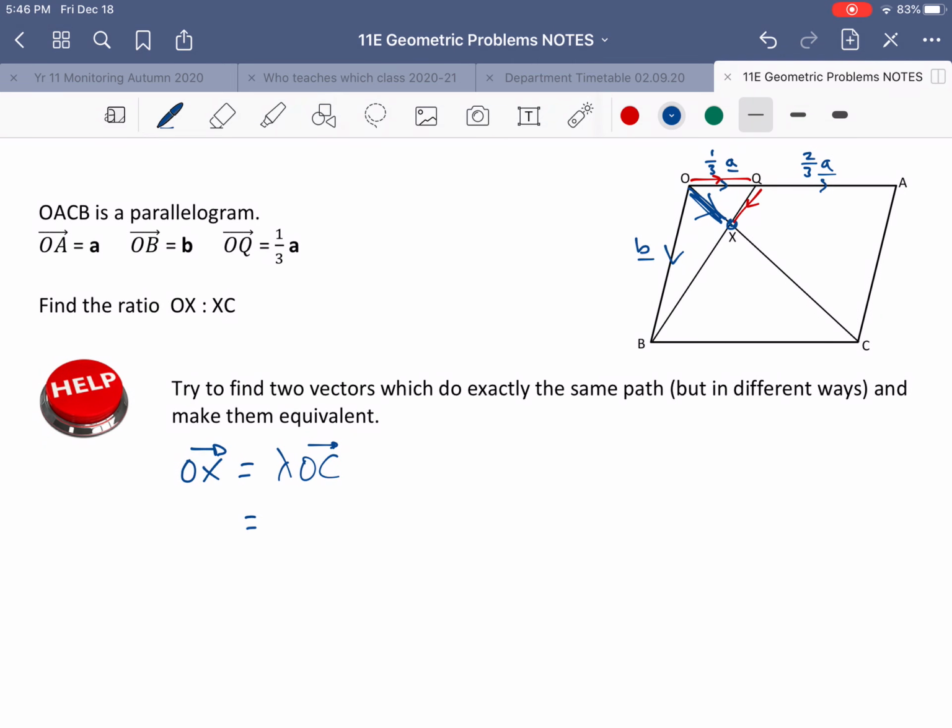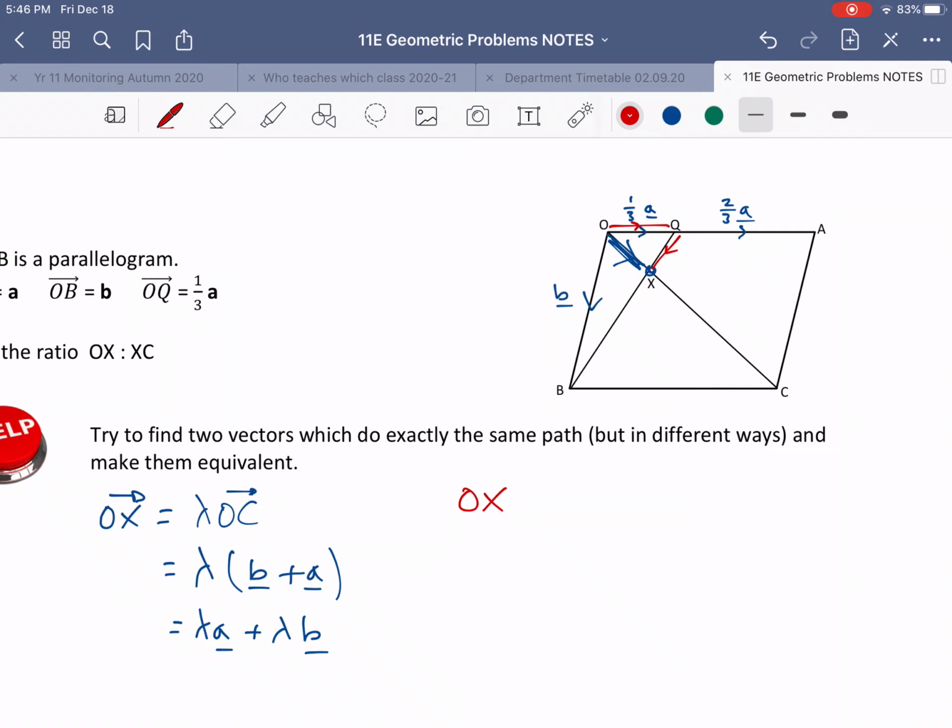Now, O to C, well, it's just a B plus a full 1A, because that there is equivalent to those two together to give me 1A. So it's going to be lambda of B plus A, which is just lambda A plus lambda B. The other route is that red one.